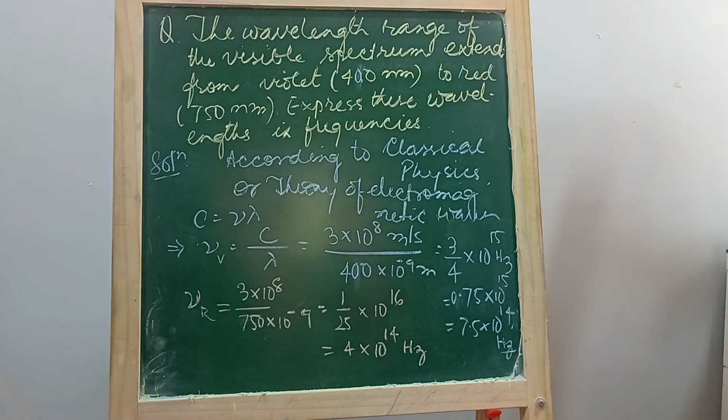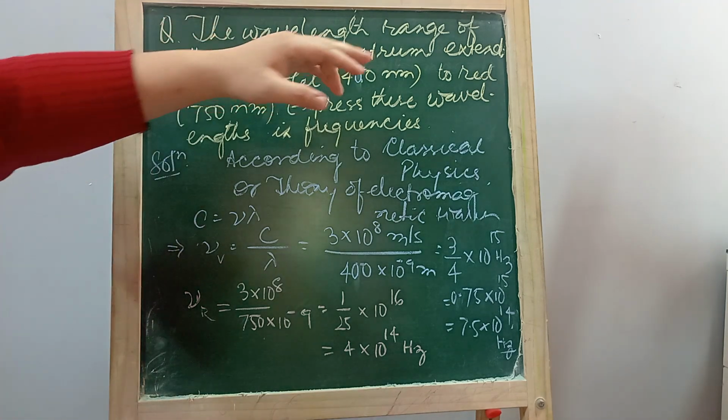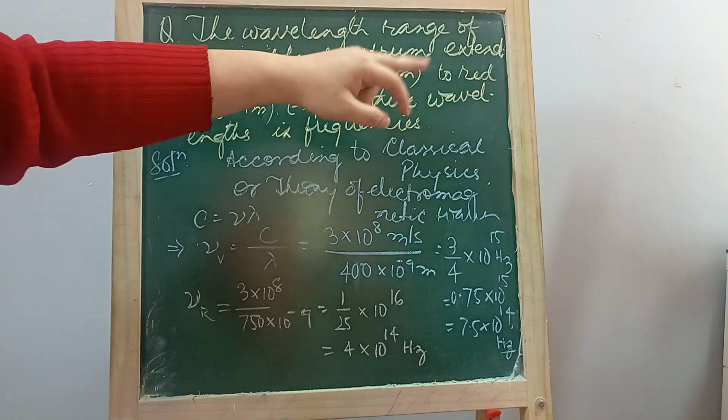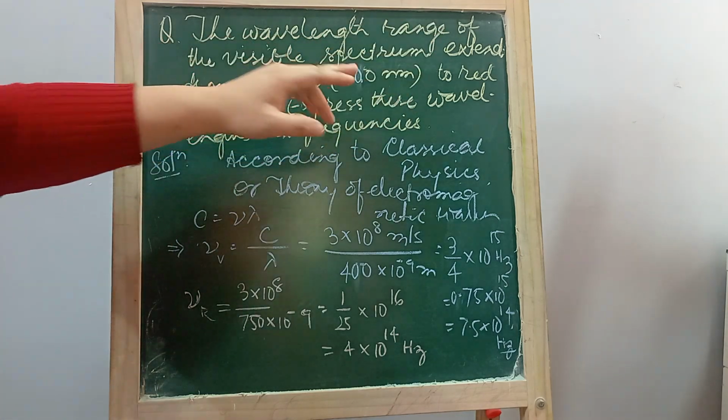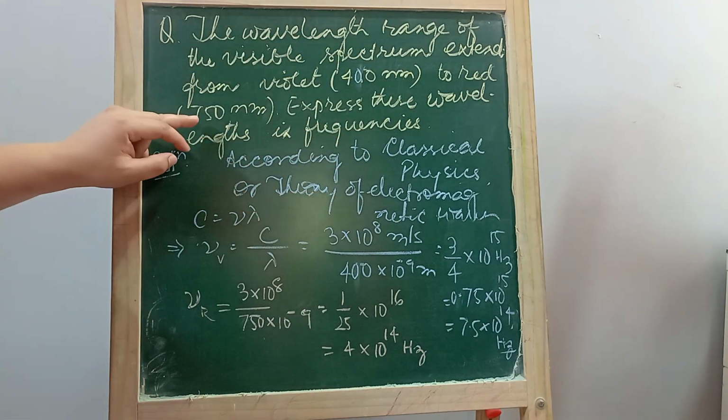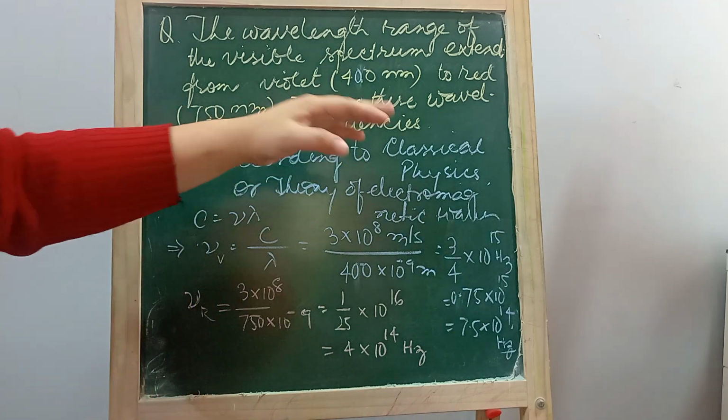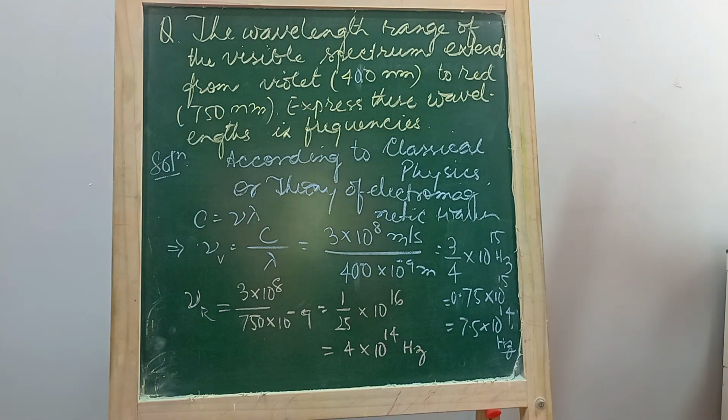Okay, let's see another problem on electromagnetic radiations. The wavelength range of the visible spectrum extends from violet, 400 nanometer, to red, 750 nanometer. Express these wavelengths in frequencies.